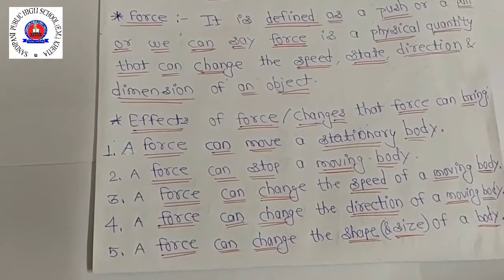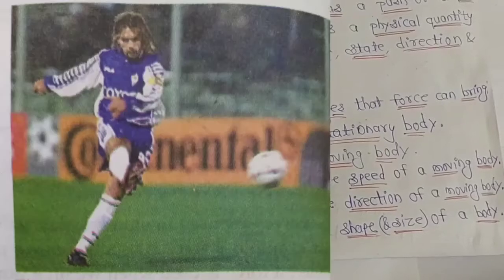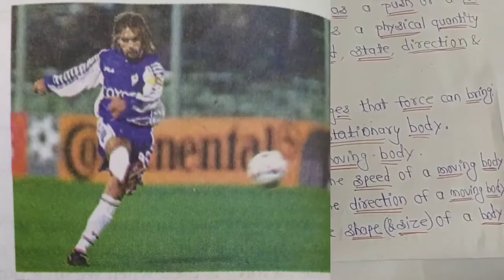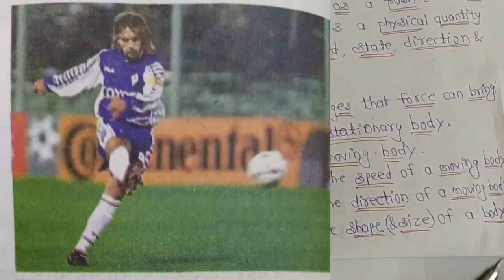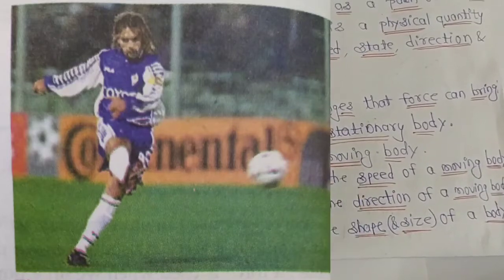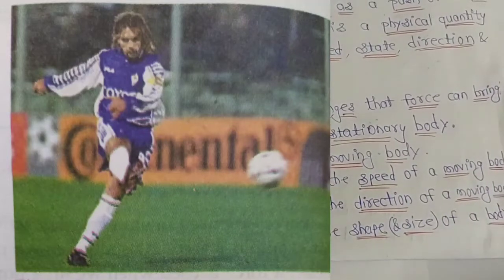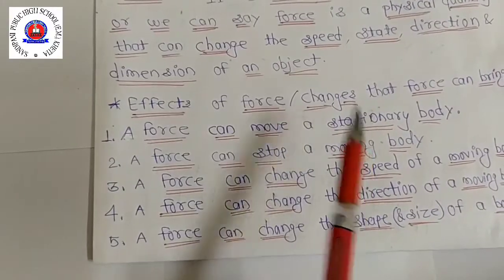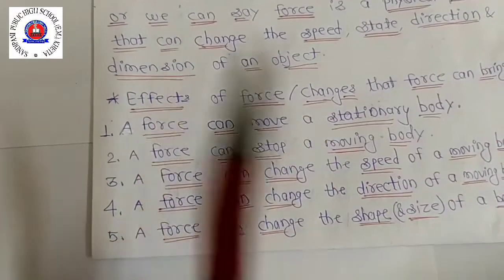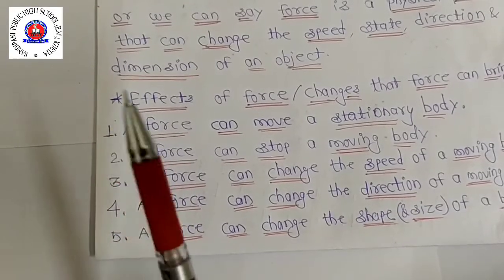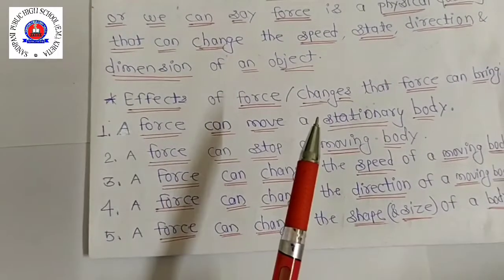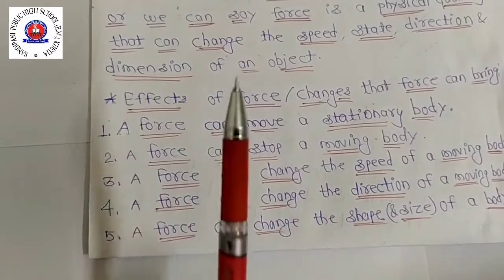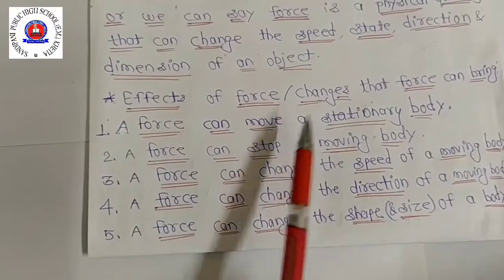So if we kick a football, clear, kept on the ground with our foot, then the football starts moving. In this case, the force of our foot moves a stationary football. So similarly, the force of an engine can move a stationary car. From this example, we conclude that a force can make a stationary body move.